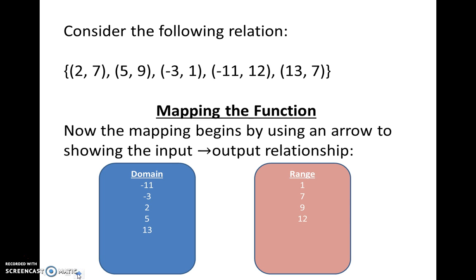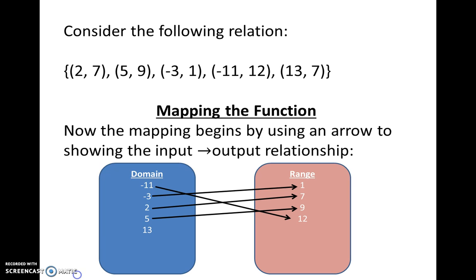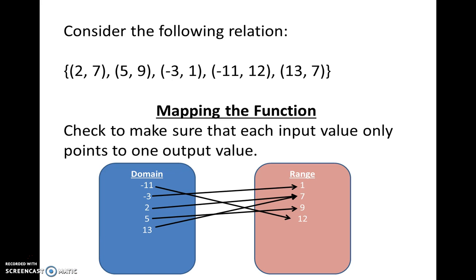So now I'm going to map. I'm going to start actually mapping the relation between the inputs and the outputs. That means I'm going to draw an arrow from each one of these inputs, each one of these domain values, and from each of these I'm going to draw an arrow to its corresponding range or its corresponding output. So for example, negative 11 maps to the number 12. Negative 3 maps to the number 1. 2 maps to 7, 5 maps to 9, and 13 maps to 7.